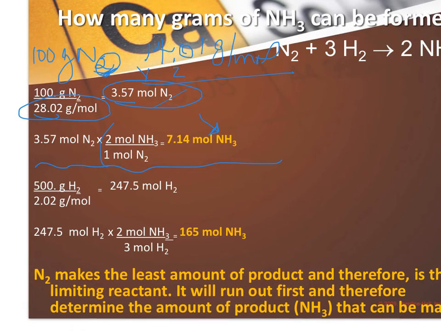Using the mole ratio from the balanced reaction, 1 mole of nitrogen makes 2 moles of ammonia. So it's a 1 to 2 mole ratio, which means 100 grams of nitrogen can make 7.14 moles of ammonia. Do the same thing for the other reactant, which is hydrogen.